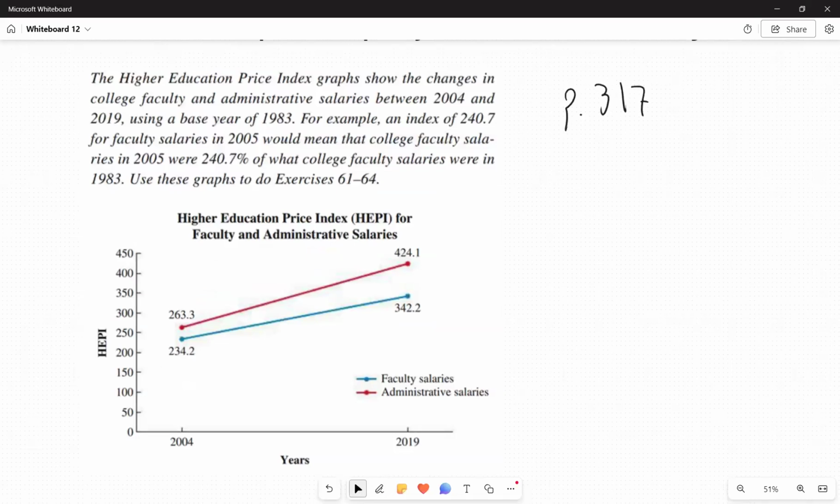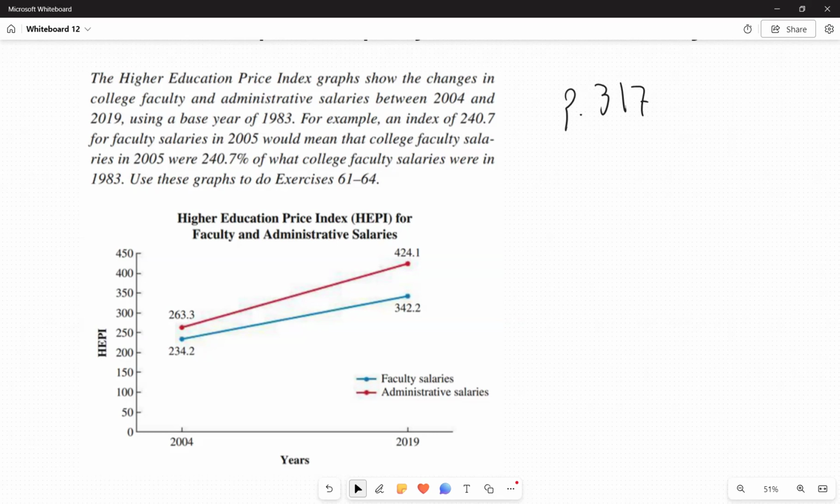The higher education price index graphs show the changes in college faculty and administrative salaries between 2004 and 2019 using a base year of 1983. For example, an index of 240.7 for faculty salaries in 2005 would mean that the college faculty salaries in 2005 were 240.7% of what college faculty salaries were in 1983. So that's similar to the CPI, but that's only for higher education.